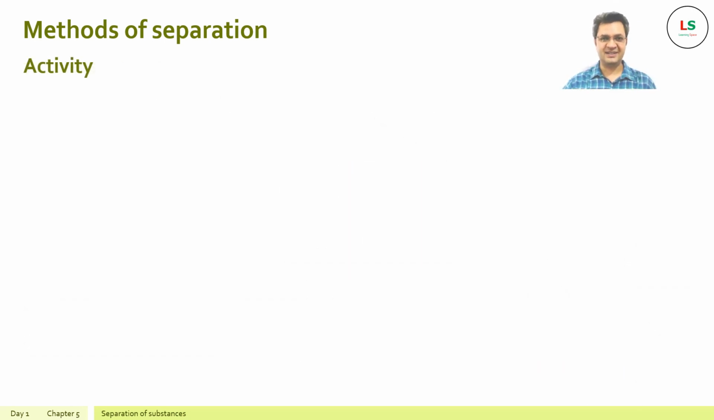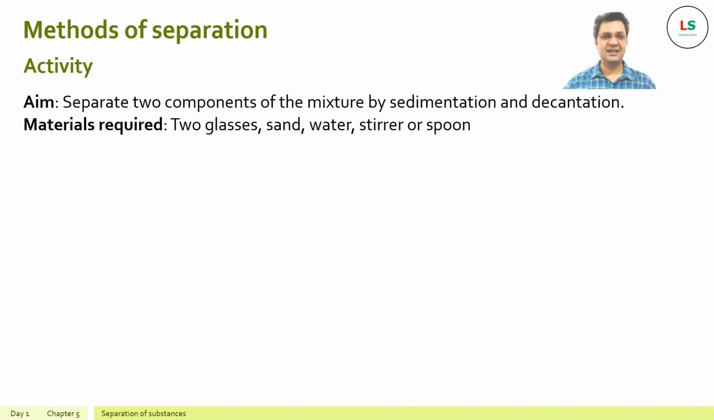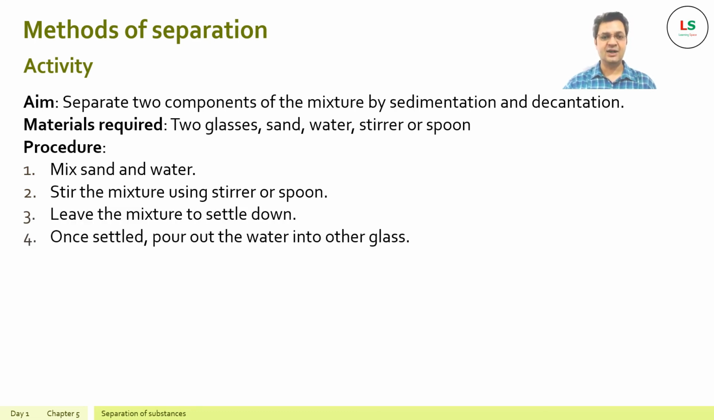Here we have an activity. The aim of the activity is to separate two components of the mixture by sedimentation and decantation. Materials required are 2 glasses, sand, water, and a stirrer or spoon. The procedure is: mix sand and water, stir the mixture using a stirrer or spoon, leave the mixture to settle down. Once settled, pour out the water into the other glass. So we are going to see these 4 procedural steps in action with the photographs.